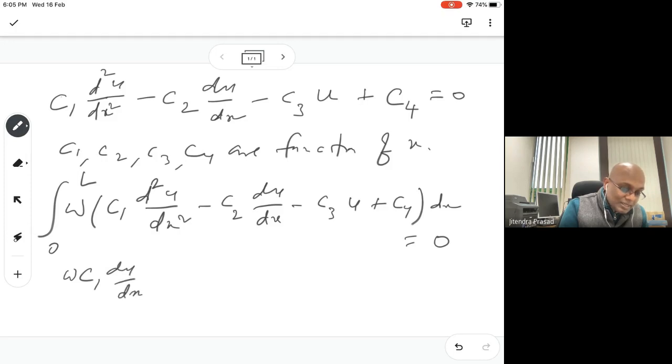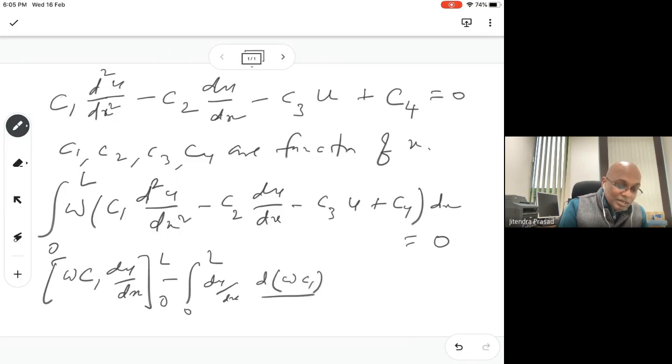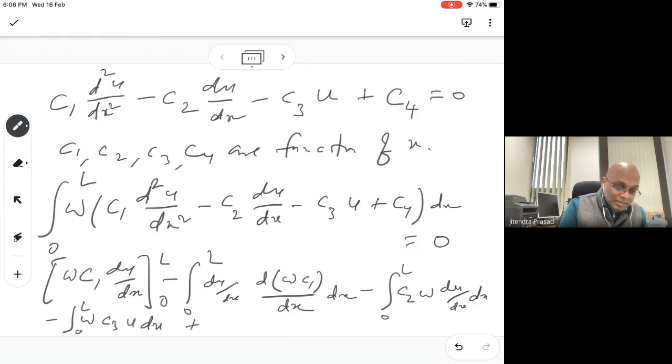Finally what you get will be W C1 du over dx evaluated from L to 0, minus the integral from 0 to L of du over dx times d(W C1) over dx dx, then minus the integral from 0 to L of W C2 du over dx, minus W C3 u dx from 0 to L, plus the integral from 0 to L of W C4 dx, equal to 0.